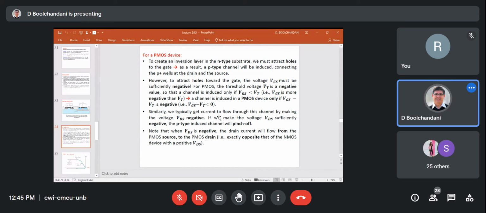Similarly, we typically get current to flow through the channel by making the voltage VDS negative. If we make the voltage VDS sufficiently negative, the P-type induced channel will pinch off. So when VDS is negative, the drain current will flow from the Pmos source to the Pmos drain. This is exactly opposite of the Nmos device with the positive VDS. So what we do in the Pmos device is connect the source to the most positive supply. So you have a drain to source voltage which is negative. Then only the current flows.